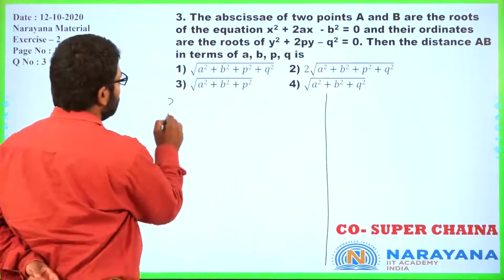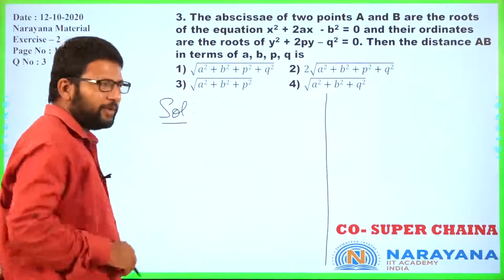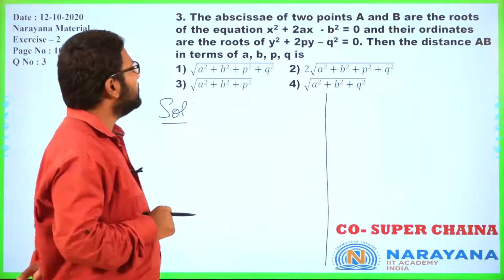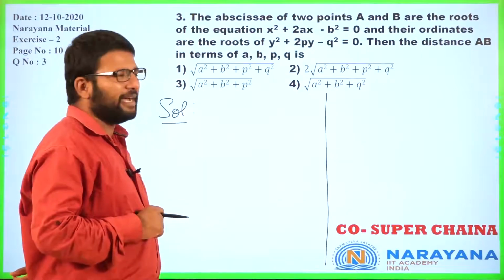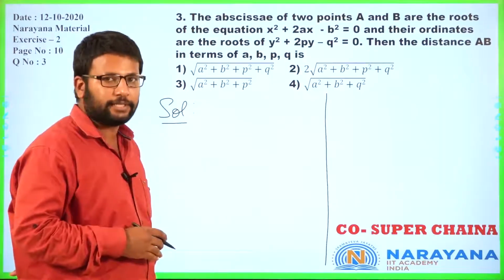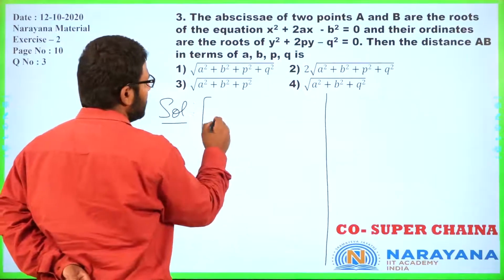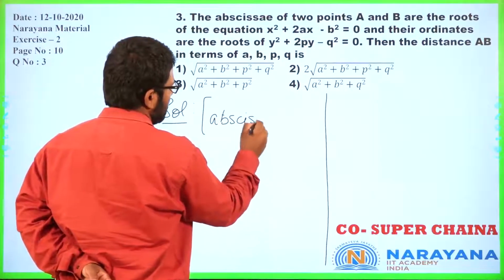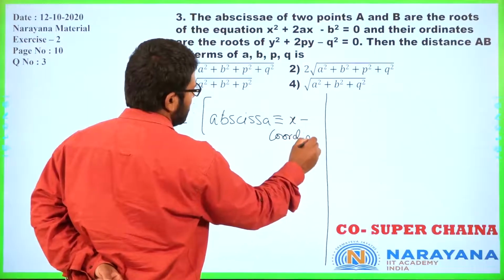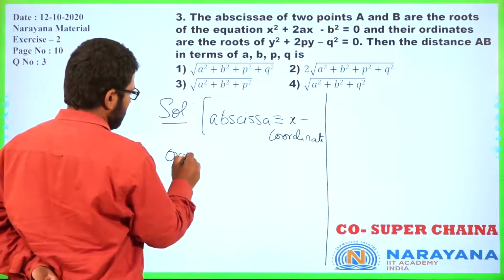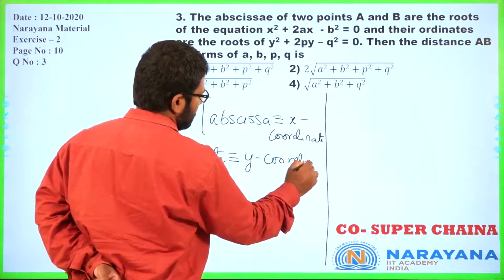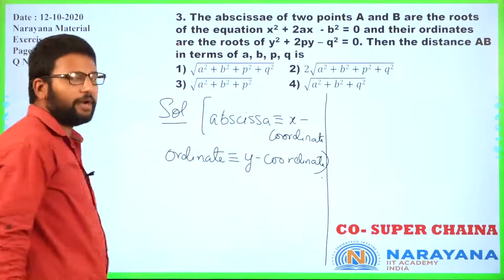Alright. So, the abscissae of 2 points. What is the meaning of abscissae? Abscissa is the Latin word for x coordinate. Similarly, ordinate. I don't think it is Latin, but anyway, ordinate is for y coordinate. Okay, so just for your understanding, abscissa corresponds to x coordinate and ordinate corresponds to y coordinate. Alright, so this is just for your understanding.